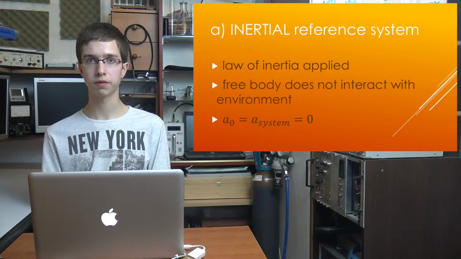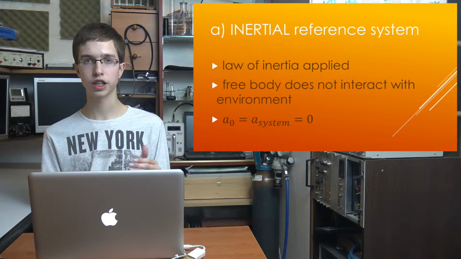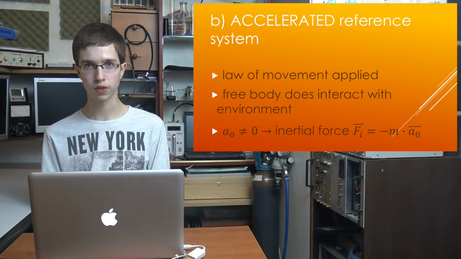First is inertial reference system, where the first Newton's law of motion, the law of inertia, is applied. In this system, a free body does not interact with the system, and the system's acceleration a0 is equal to 0, so the system does not accelerate. And accelerated reference system, where the second Newton's law of motion, the law of movement, is applied.